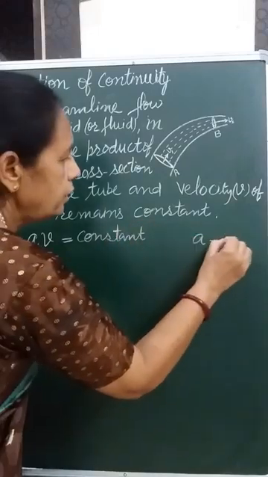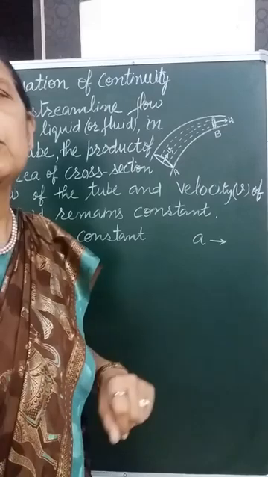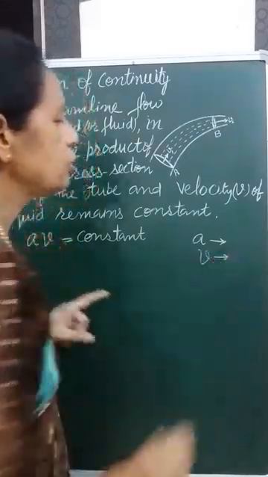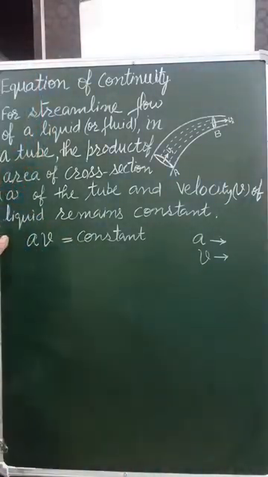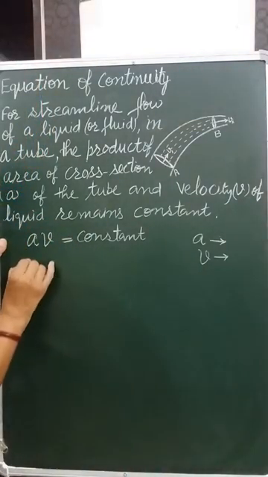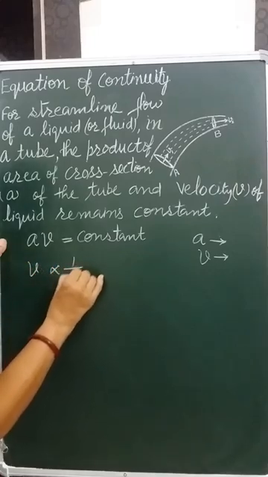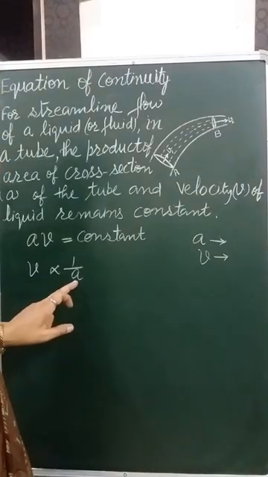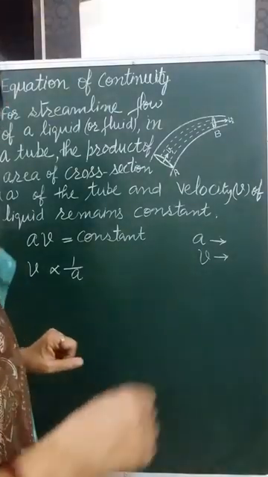Well, A is the area of the cross section of the tube at a particular point, and V is the velocity of the liquid at that point. अब यहाँ से क्या है कि velocity is inversely proportional to area of cross section. If area of cross section is more, velocity will be small and vice versa.